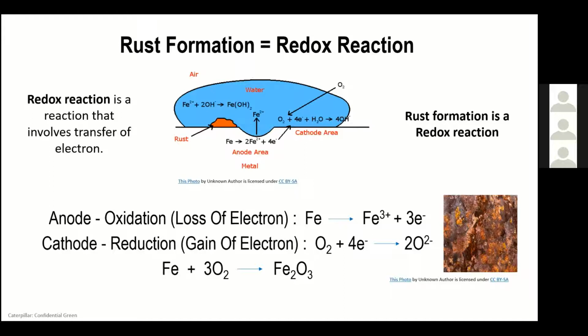And generally, the rust is actually going to form in a different area, maybe not in the same area as the cathode. But if you look down below, the oxidation reaction, or the loss of electrons, is iron. Here we're showing an example of iron in the +3 state and the 3 electrons, and the same thing with the oxygen, +4 electrons. When you put that together, you have iron plus 3 molecules of oxygen giving Fe2O3. So again, the big thing to remember is that the redox reaction really involves the transfer of electrons.